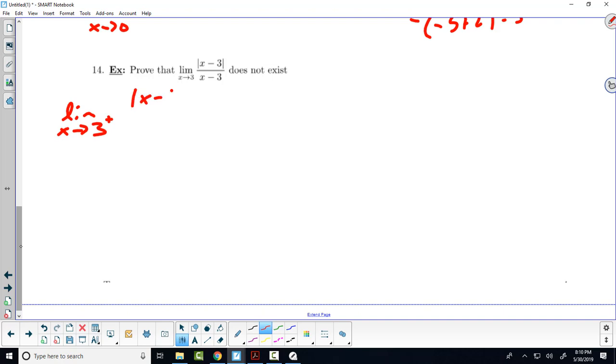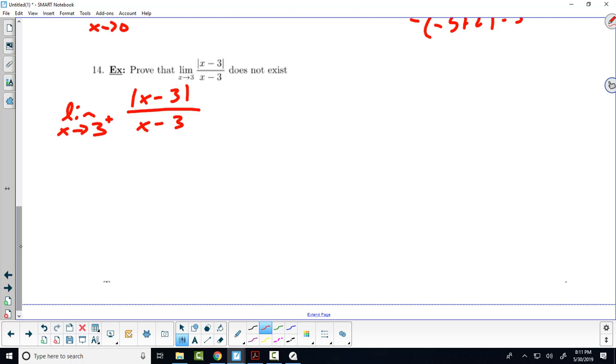Absolute value of x minus 3 all over x minus 3. Notice, of course, I can't use direct substitution because I don't have a nice polynomial or rational function, right? The direct substitution property does not apply to absolute values. This is where it gets a little bit trickier. What types of numbers am I plugging in for x? Numbers just a little bit to the right of 3.